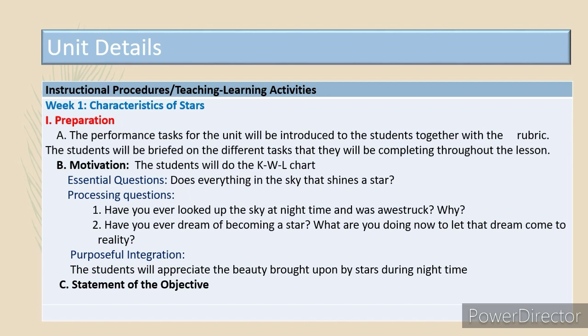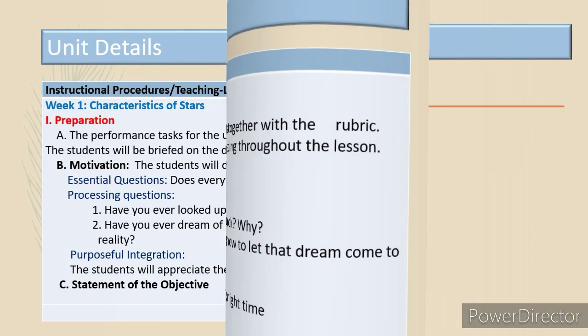So the motivation would be the students will do the KWL chart, and the essential question: is everything in the sky that shines a star? Processing questions will be: have you ever looked up at the sky at night time and was awestruck? Why? Have you ever dreamed of becoming a star? What are you doing now to let that dream come true? Then purposeful integration will be the students will appreciate the beauty brought upon by stars during nighttime. Then I will be stating now the objective.